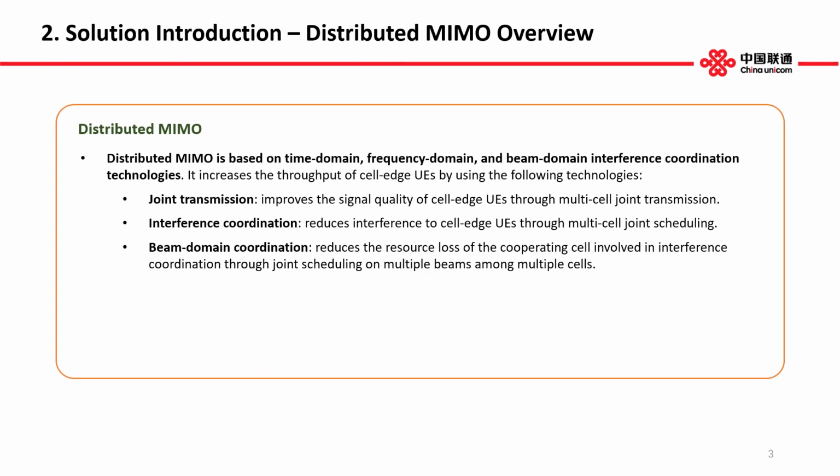Distributed MIMO is based on time domain, frequency domain, and beam domain interference coordination technologies. It increases the throughput of cell edge UEs by using the following technologies: joint transmission, interference coordination, and beam domain coordination.